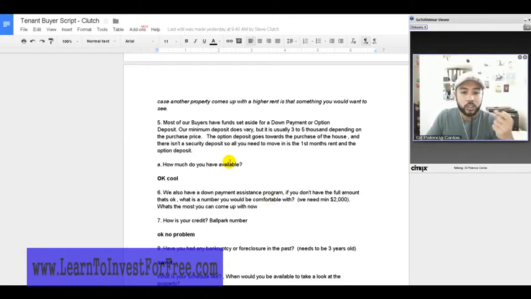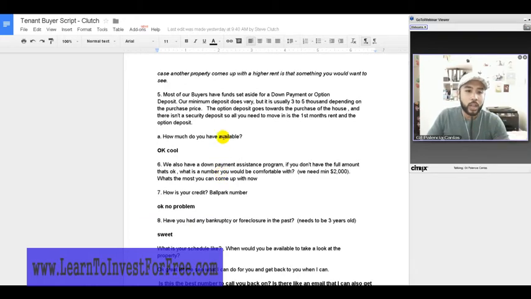The option deposit goes towards the purchase price of the home, and there isn't a security deposit, so all you need to move in is the first month's rent and the option deposit. Now, some of the deals that you will be structuring or that we do require a security deposit. Some homeowners want half of their traditional security deposit. It varies. Again, modify the script so that it applies to the market that you're doing deals in or the joint venture partner that you are doing these deals with.